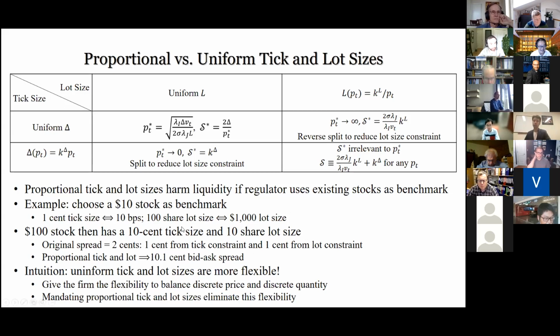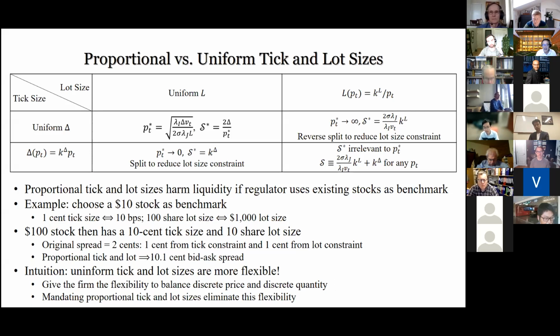Why is this an interesting intuition? Because, surprisingly, uniform tick size and lot sizes are more flexible than proportional. Why? Uniform sounds less flexible, like one size fits all, but there's still 1 degree of freedom for firms to move. If you're a large stock, you should choose a high price to remove the tick constraint. Because liquidity is less of a constraint, you can maintain a relatively large lot size. If you're a small firm, you should go the reverse.